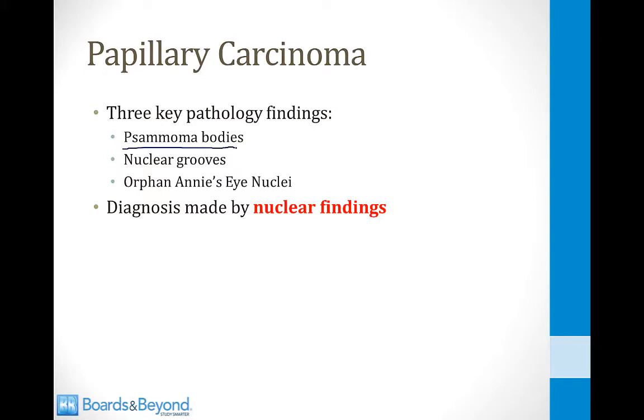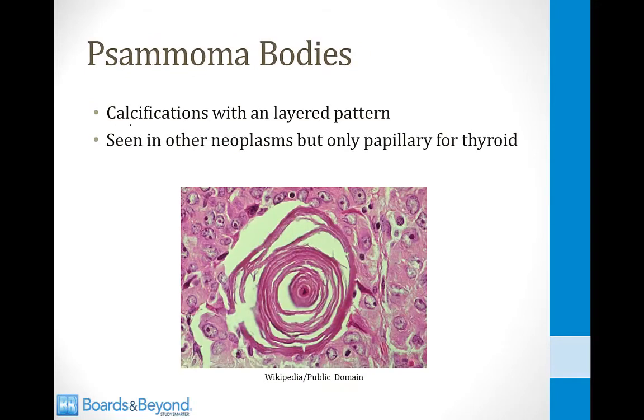The other 2 findings have to do with the nuclei of the cancer cells, and these are the presence of nuclear grooves or Orphan Annie's eye nuclei, and it is the presence of either of these nuclear findings which make the diagnosis of papillary carcinoma. Pathologists will look for these, and when they see the characteristic nuclear findings, they can call the cancer a papillary carcinoma. Psammoma bodies are calcifications with a layered pattern. This is a picture of one shown on the screen here. You can see psammoma bodies in other neoplasms, but among thyroid cancers, you only see psammoma bodies in papillary thyroid cancer, so that's why their presence is useful to make the diagnosis.